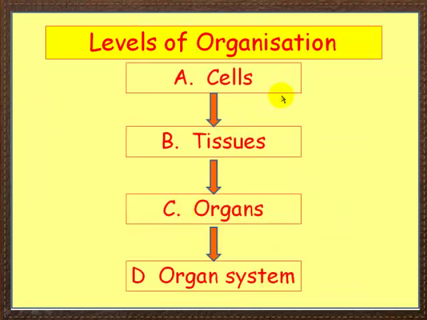So, to summarise, levels of organisation. We start with the cells. Cells are organised into tissues, tissues are organised into organs, and organs are organised into organ systems.